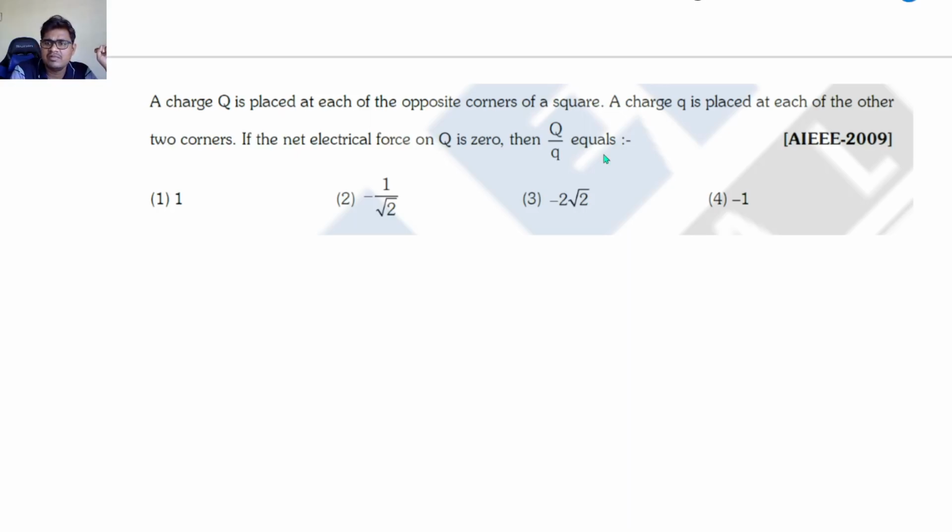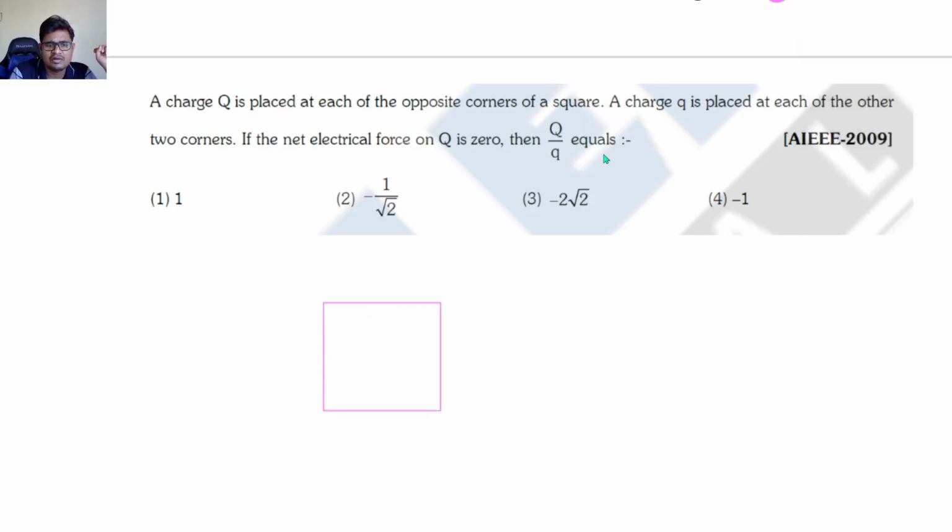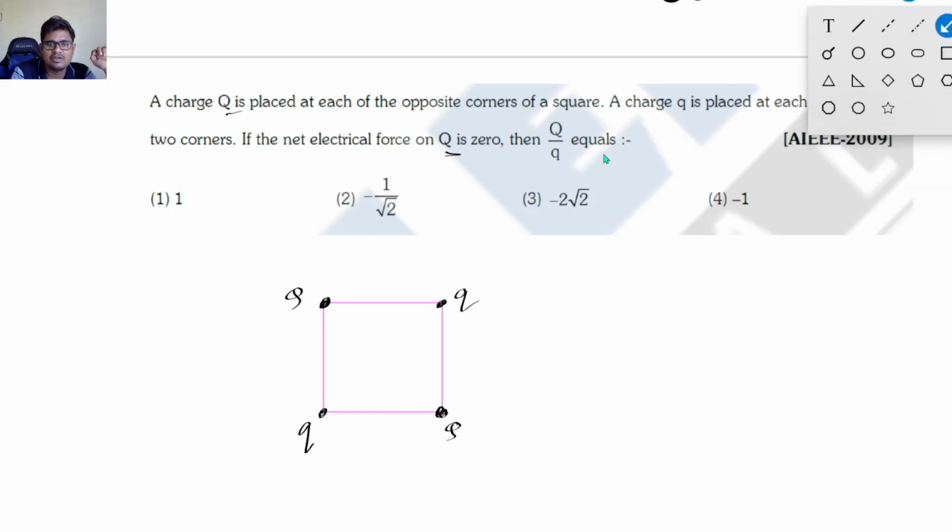So it is saying that we have a square here, and on this square two charges q are placed at each of the opposite corners. So here we have a charge q, and here we have a charge q. Then a charge Q is placed at each of the other two corners. So there we have a charge of Q, and here also we have a charge of Q. If the net electrostatic force on q is 0, we have to find the value of Q by q.